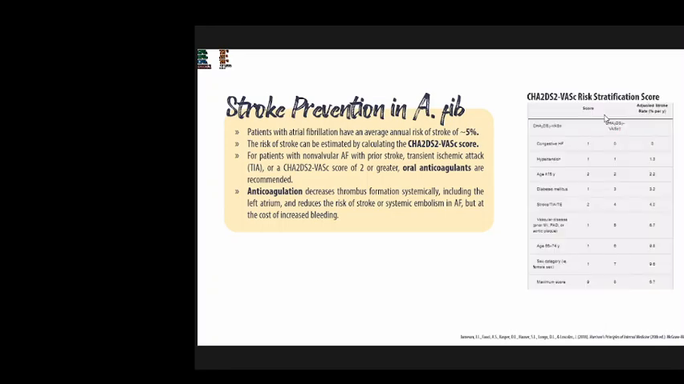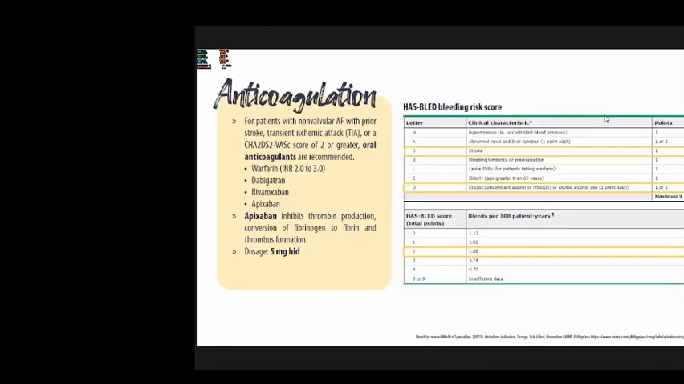Here is the CHA2DS2-VASc risk stratification score. Our patient has hypertension and DM, due to his elevated FBS and A1C values, and the patient also has a prior stroke. So his total score is 4. Next, for anticoagulation, the following drugs are recommended. We have warfarin, dabigatran, rivaroxaban, and apixaban. In our patient, we gave apixaban.